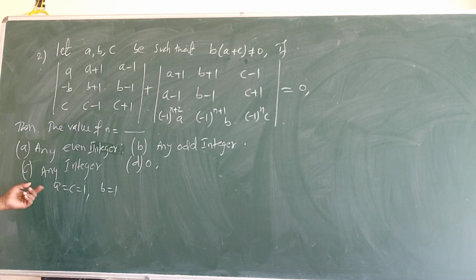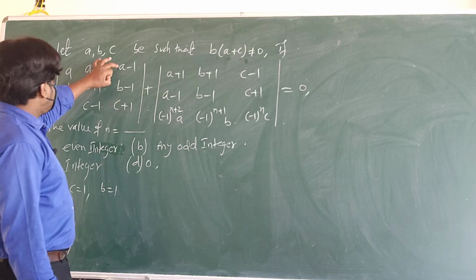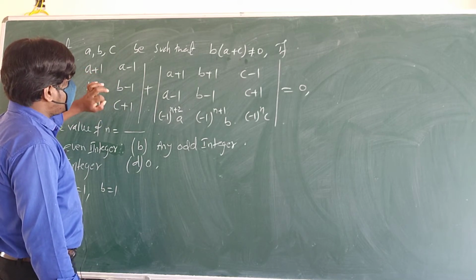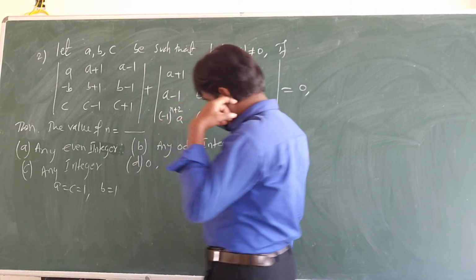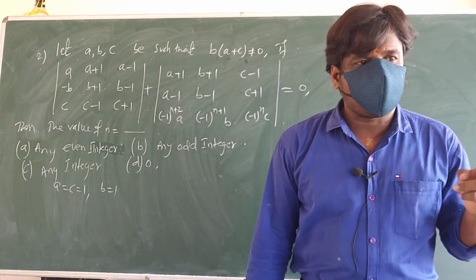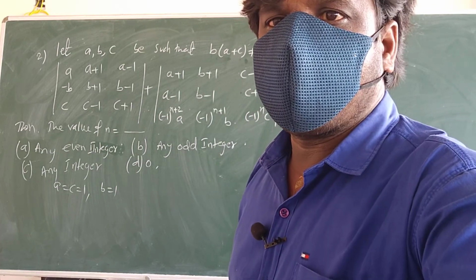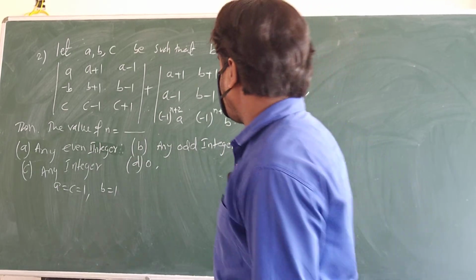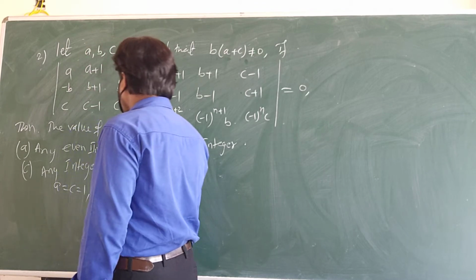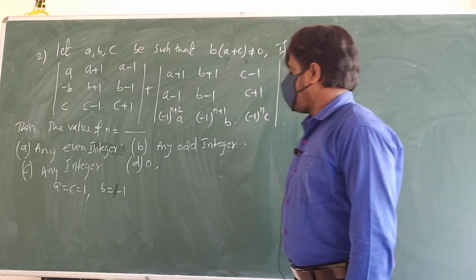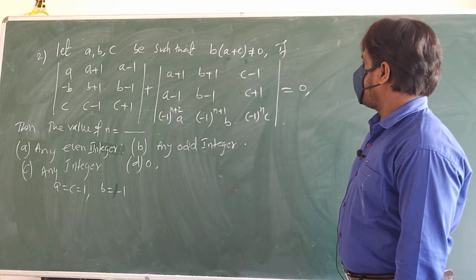So all I can take 1. If I take it, what do I get? 0, 0, 1. Can I take all 1, or can I take 1 or 2, 1 2 3? You tell me. You want 1, 2, and B is equal to minus 1, you take it. A equal to C equal to 1, B is equal to minus 1.